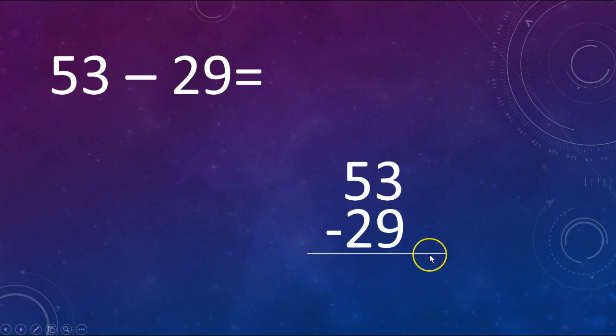So, the 5 is going to be kind and give us a 10, one of its tens. So the 5 is going to turn into a 4. So what is 13? That is what our 3 turned into. A 13 minus 9, 4. And what is 4 minus 2? 2. So our answer is 24.